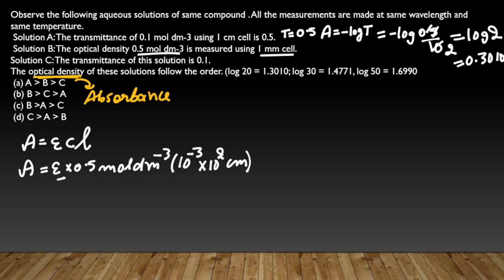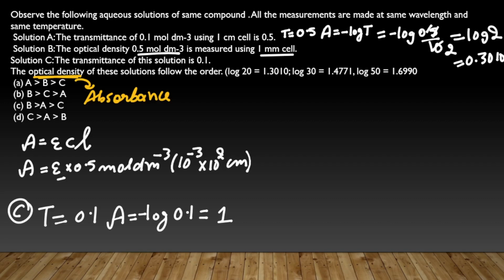Some data might be missing in this. Sorry for the inconvenience. Okay, so let's leave this one. For solution C, the transmittance of the solution is given as 0.1. So absorbance is the negative log of this value, 0.1, which comes out to be unity.